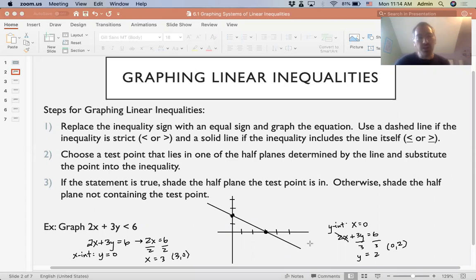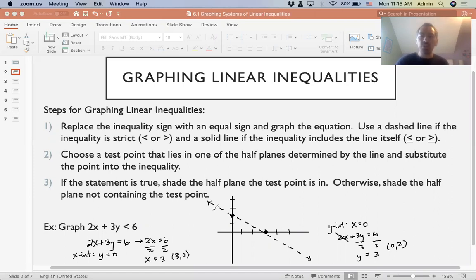Okay, but now look at the inequality sign. Is it strict or does it include the line itself? It is strictly less than. So we don't want to have a solid line. We want to have a dashed line. So I'll use my eraser here and draw this again. I'll just draw this again using a dashed line going through those 2 points. All right, so the dashed line just means that we're not including the line, because it's strictly less than.